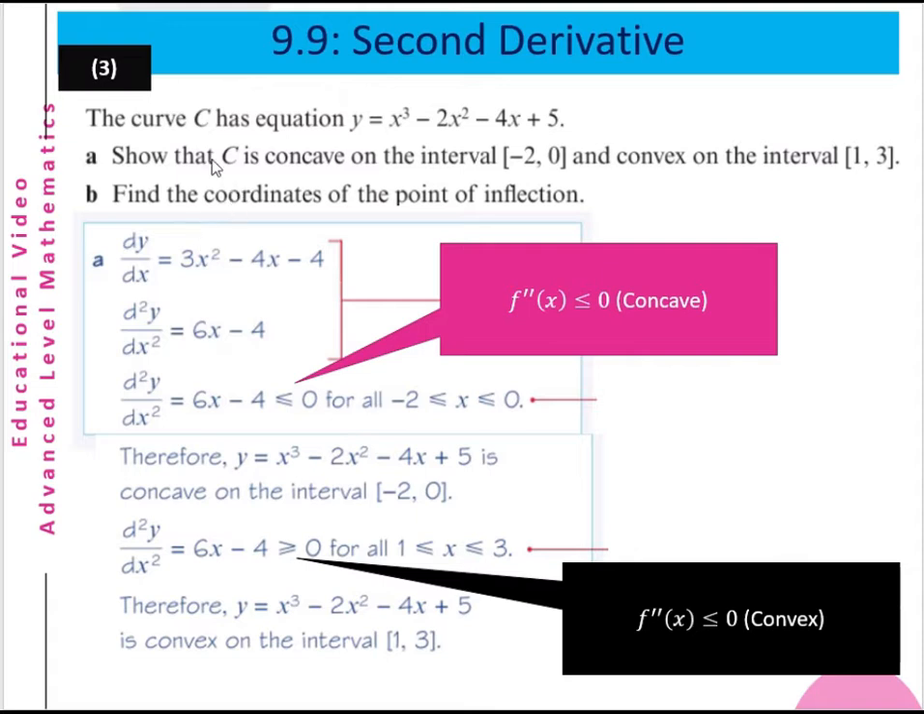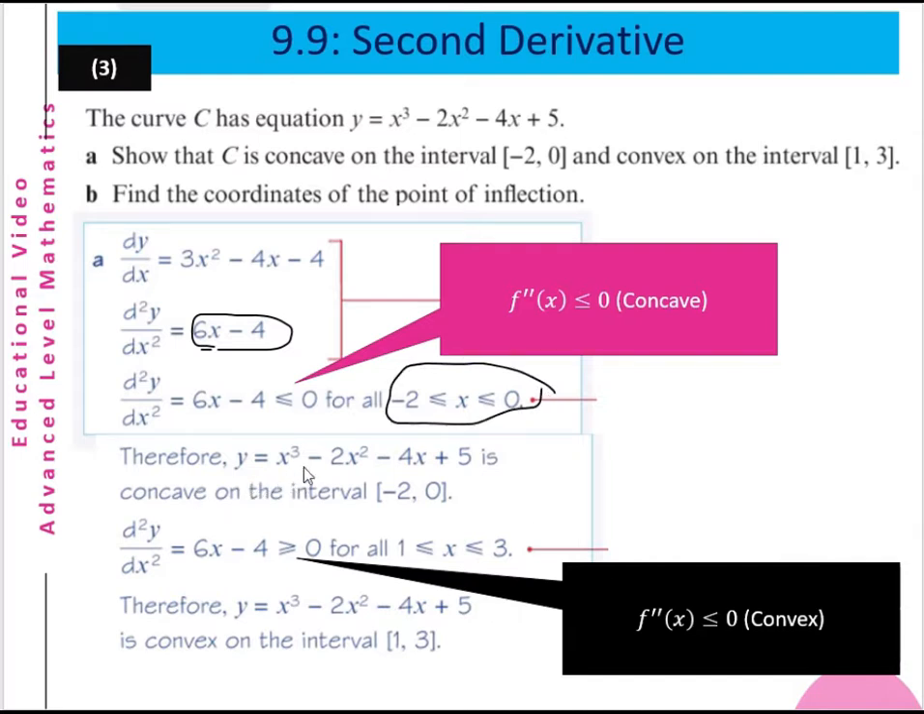Let's see example 3. The curve C has equation y equals x cubed minus 2x squared minus 4x plus 5. Show that C is concave on the interval minus 2 to 0 and convex on the interval 1 to 3. So dy/dx equals 3x squared minus 4x minus 4, and the second derivative is 6x minus 4. So if 6x minus 4 is less than 0, the curve is concave. X is greater than minus 2 and less than 0. So in this range, the curve is concave.